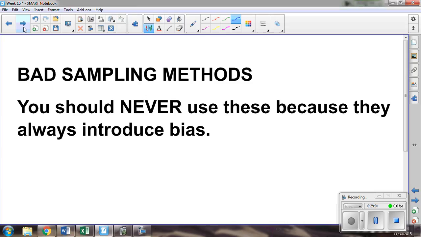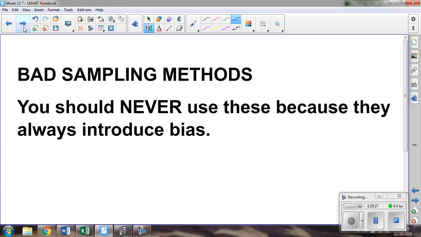Right? Those ones that we've looked at are good sampling methods. They're ways of avoiding bias. Unfortunately, you can't always use them. There are 2 bad sampling methods that we should never use because they will always introduce bias. Unfortunately, because of reality, sometimes you're forced to use them because no other way is possible.